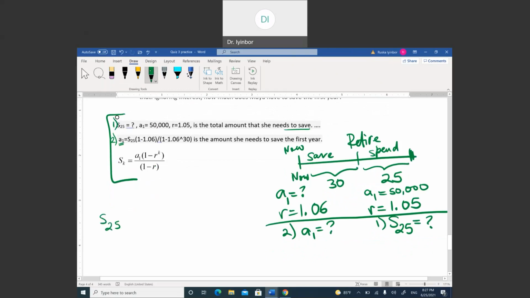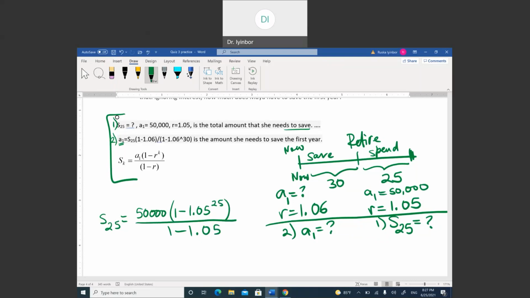S25 is gonna be: A1 is 50,000, and then you have 1 minus the rate, 1.05, with exponent. Now here, how many years do we have? 25. Over 1 minus 1.05. And then we're going to plug this into the calculator and we're going to get the number.